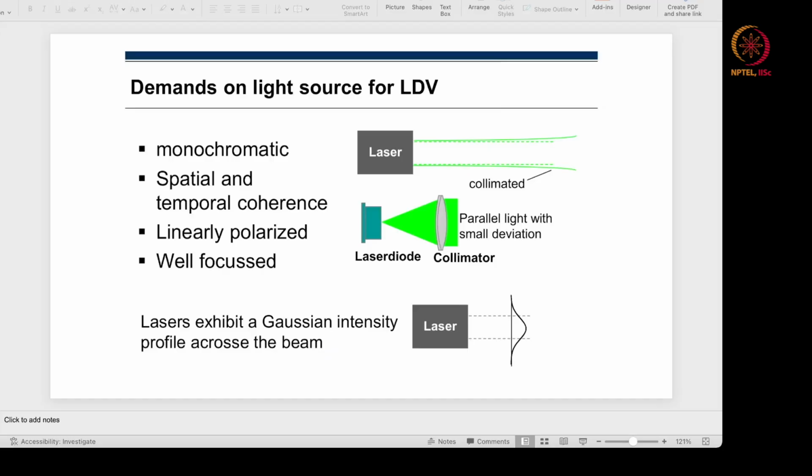Right. So in this particular lecture, which is the second lecture on LDV, in the last lecture remember that we talked about the demands on the light source for LDV: monochromatic, spatial and temporal coherence, linearly polarized, and well focused. And we also said that laser beams exhibit a Gaussian intensity profile across the cross section of the beam.